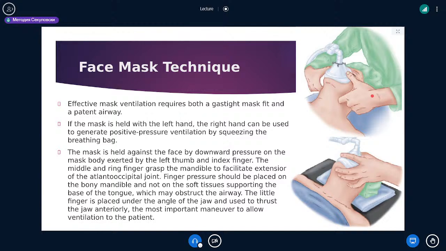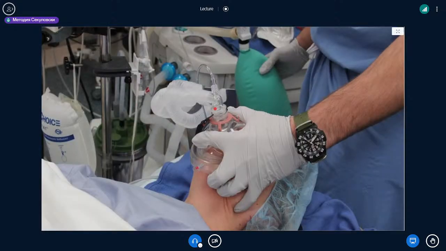The little finger is placed under the angle of the jaw, as you can see here, and used to thrust the jaw anteriorly, the most important maneuver to allow ventilation of the patient. Yes, you can see we're working with the left hand. Maybe you'll be in the operating room. We're working with the left hand to hold the mask, and the other hand, the right, goes to the bag to make positive pressure breathing for the patient.